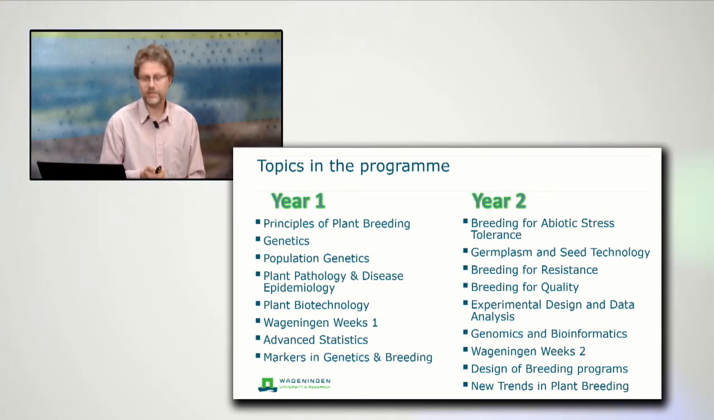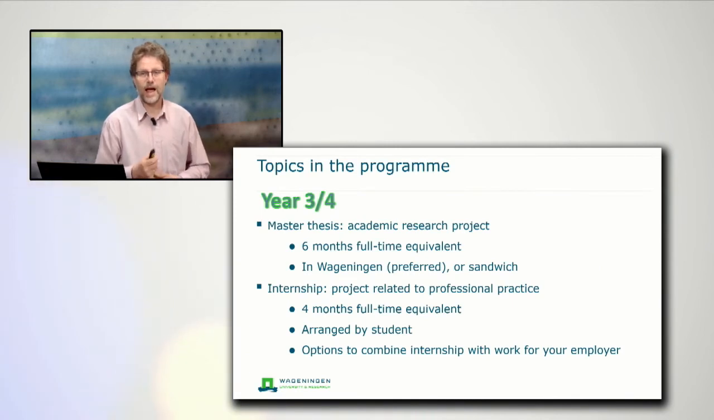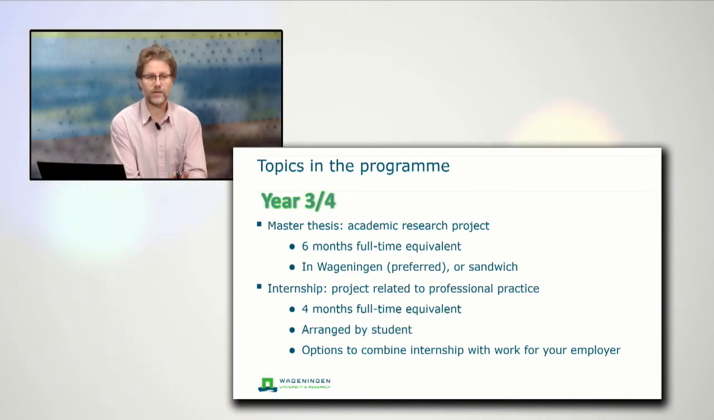So this is the theoretical part. After that, two components are still essential for your master diploma. A master thesis. This is an academic research project of half a year full-time equivalent. So it's really a large project which you perform under the supervision of a Wageningen staff member.